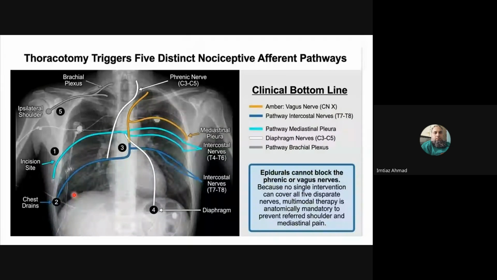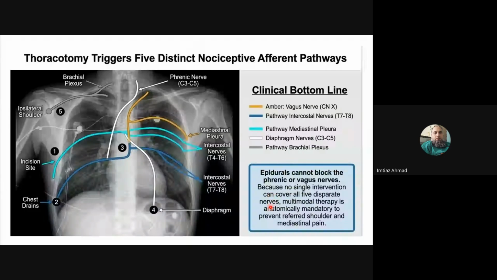Third site is the mediastinal pleura. The pain sensation is taken by the vagus nerve. And the fourth place is the diaphragm, and the phrenic nerve takes the pain sensation, that is root value C3, C5. There is ipsilateral shoulder pain, and also the brachial plexus can carry pain sensation. So there is no single modality which can cover all these 5 nociceptive sites.